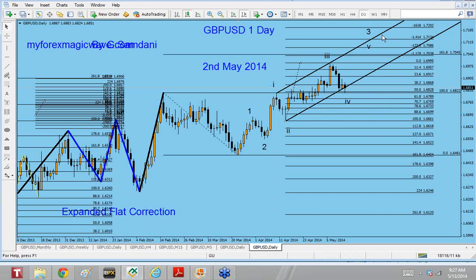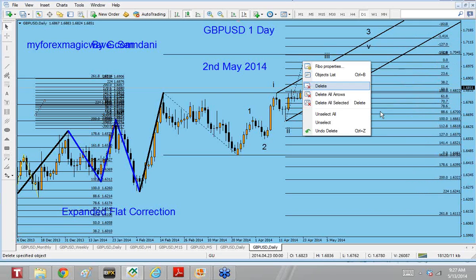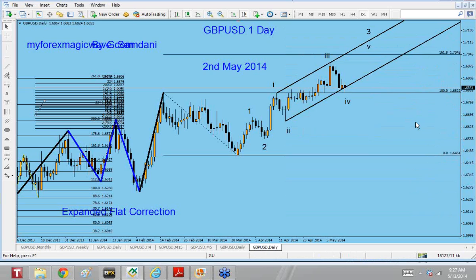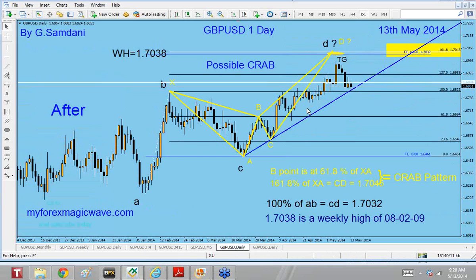So let's see if we go back over there. So this is what is happening. Okay, so basically this is here, where did that go, right? So this will end. See, this is wave 1, 2, 3, 4, and now this wave 5 will go.